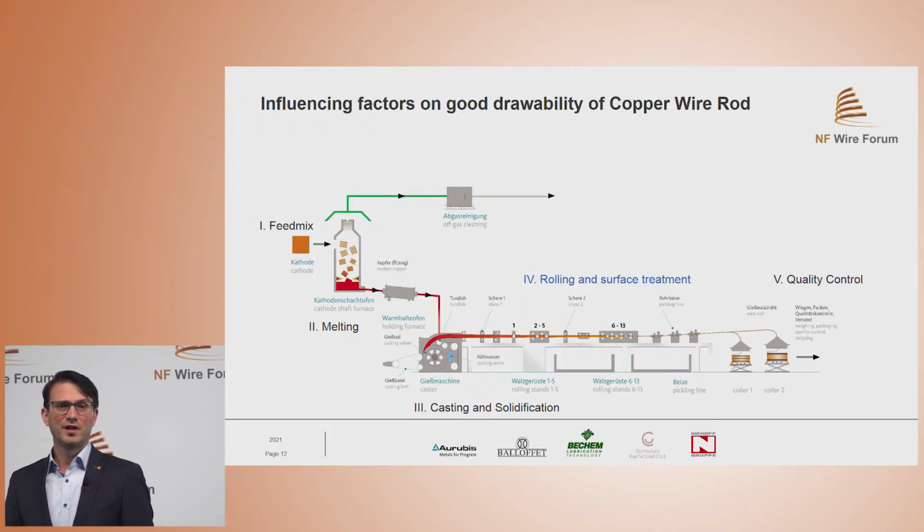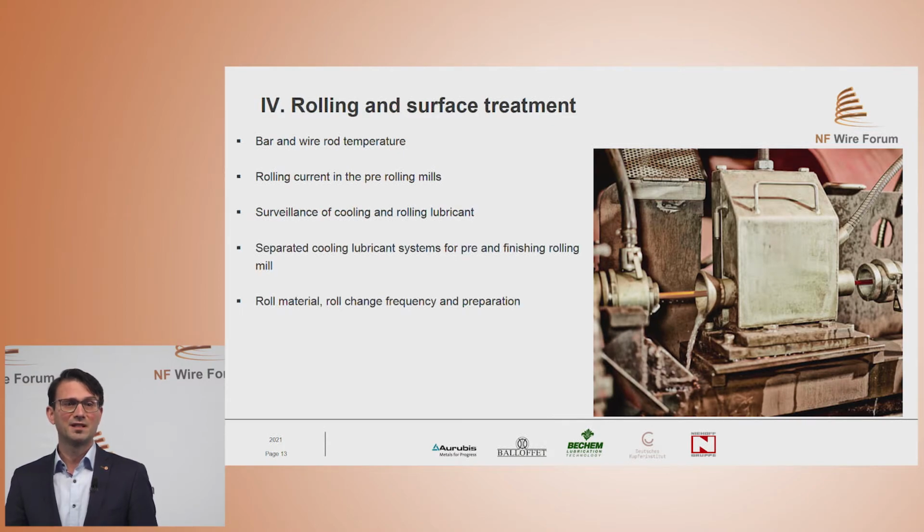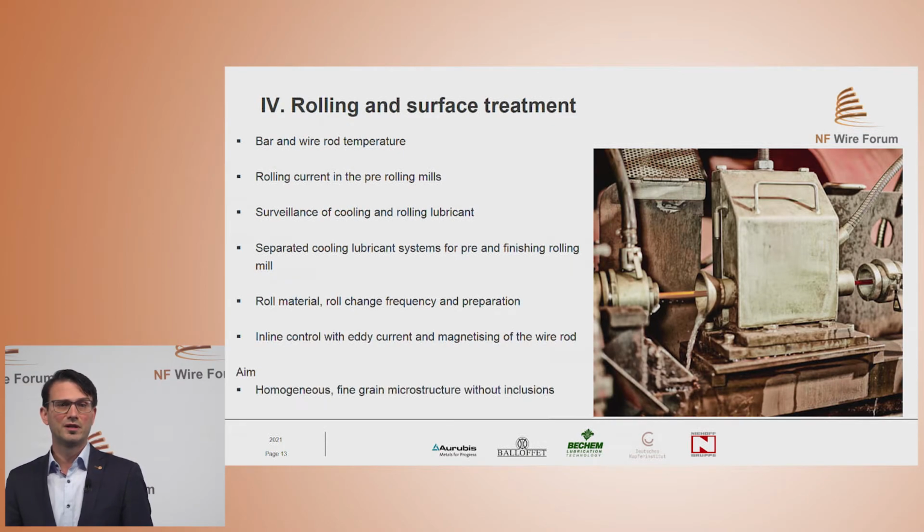Factor number 4 is the hot rolling and the surface treatment. The important parameters are listed here. It starts with the temperature of the bar, the electric current of the rolling mills, and goes to the surveillance and the separation of lubricant. All in all, the aim is to gain a homogeneous microstructure without any inclusions or defects.